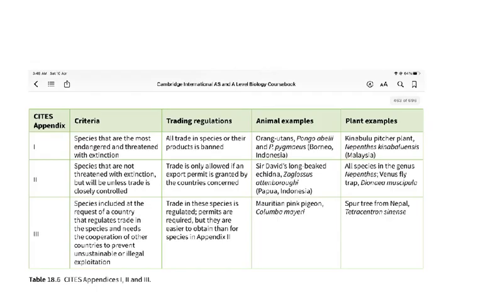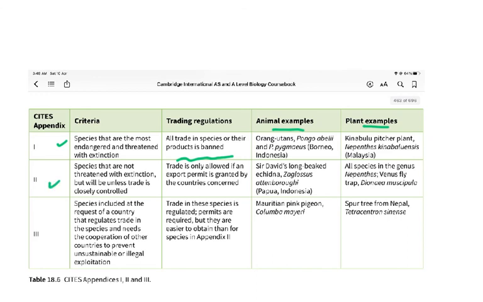Now, here is the table, Table 18.6 from the A-level biology book, showing the CITES Appendices 1, 2 and 3. Appendix 1 criteria: species that are most endangered and threatened with extinction, so all trade in these species is banned. These include the orangutans, and the pitcher plants. So there are animal examples and plant examples.